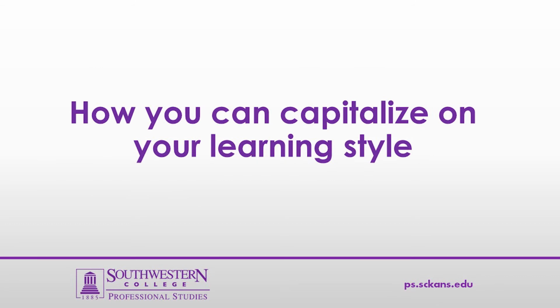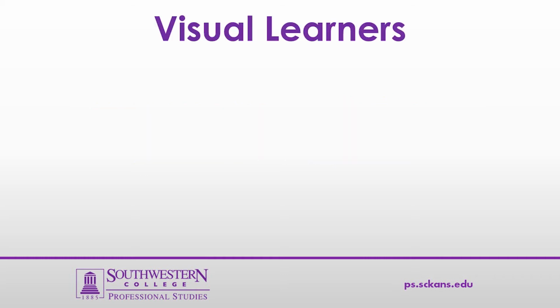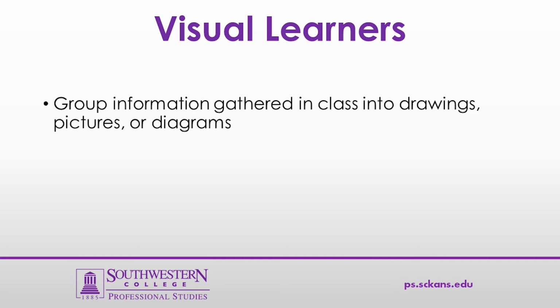Now that we've discussed the 4 types of learning and defined what those are, let's talk about how you can capitalize on your learning style. As a visual learner, you can use information gathered in class through your notes and organize that information into diagrams to help make sense of the process. Oftentimes, visual learners will group information gathered in class into different drawings, pictures, or diagrams to better understand it.